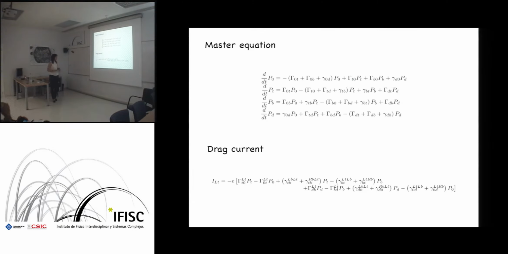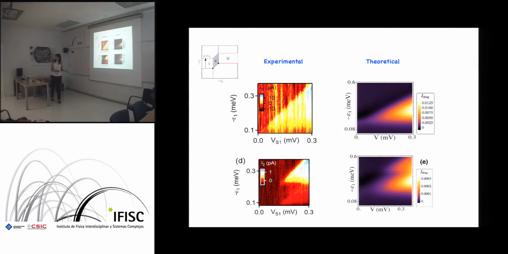Okay? There is no gap. So then we are able to explain that there is no gap if you include cotunneling events in our system. However, if you move epsilon 2 a bit far away, then you see that the gap reappears again. And we still have a similar result to the experiment.